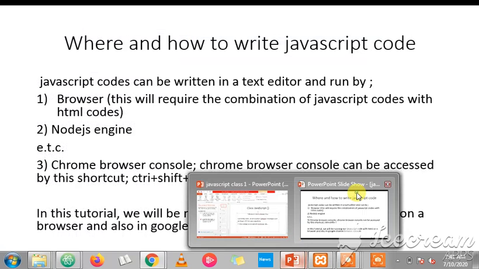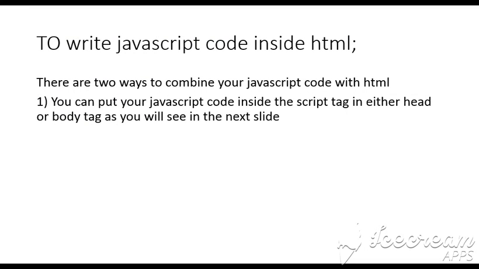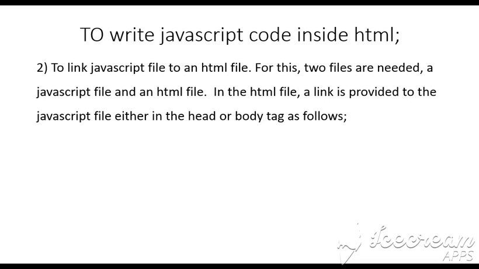So now there are two ways. If you want to write code inside HTML, that means the code you are going to be writing in this tutorial will be written inside HTML, or just JavaScript code inside the Chrome browser console. If you want to write JavaScript code inside the HTML, there are two ways you can do it. You put your code inside the script tag in either the head or body tag, as you see in the next slide, or you have a JavaScript file separately, and you link this JavaScript file to your HTML file.